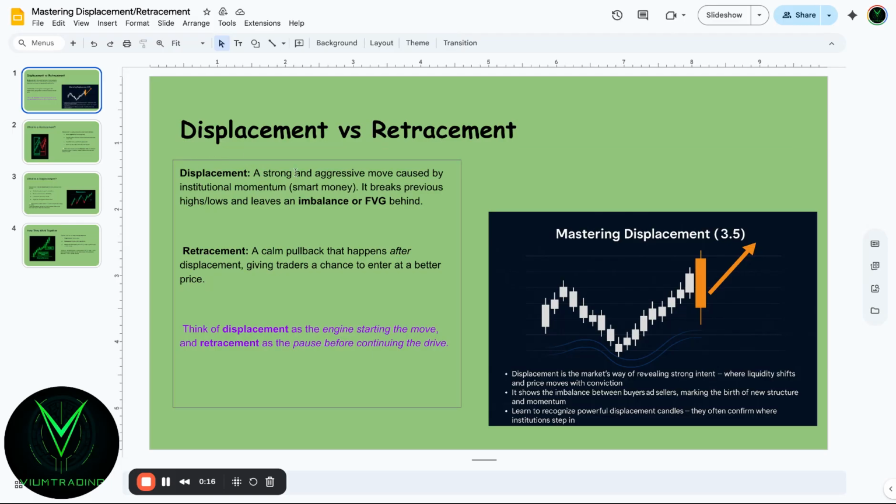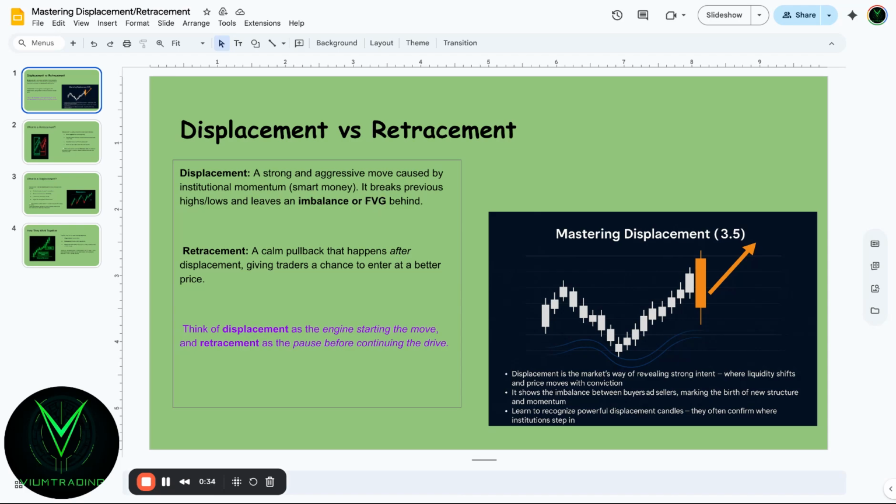A displacement is pretty much a strong, aggressive move caused by institutions. It's usually happening when banks open or when there's an overlap in the sessions. This causes an imbalance in the market or creates fair value gaps.